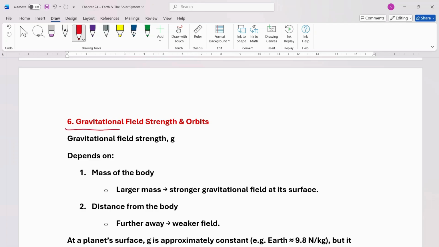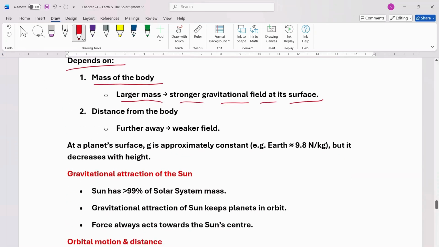Now let's discuss gravitational field strength and orbits. Gravitational field strength g depends on the mass of the body. Larger mass means a stronger gravitational field at its surface. Distance from the body: further away means a weaker field. At a planet's surface, g is approximately constant. Example: Earth is approximately 9.8 newtons per kg, but it decreases with height.